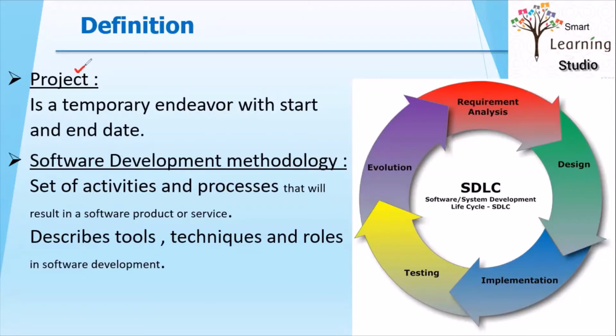Let us start with the project definition. Project is the first term which you will come across whenever you start a development. It is a temporary endeavor with a start and end date. The result is a software product or a service. What is software development methodology? It is a set of activities and processes that will result in a software product or a service. Finally, it revolves around tools, techniques, and roles.